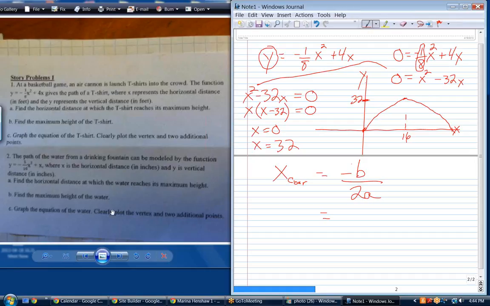Okay. It'd be 1 over... It's minus b. So it's minus 1. 1 over 2 times 1/10. And it's a negative 1/10. So that would be negative 2/10 or 1/5. And what's this equal to? How do you divide 1 by 1/5? How do you divide by a fraction?